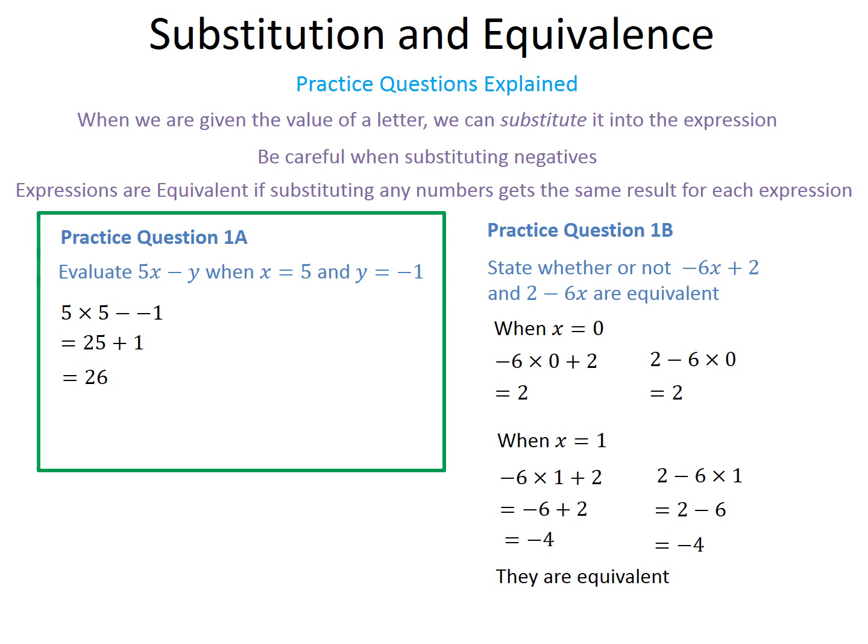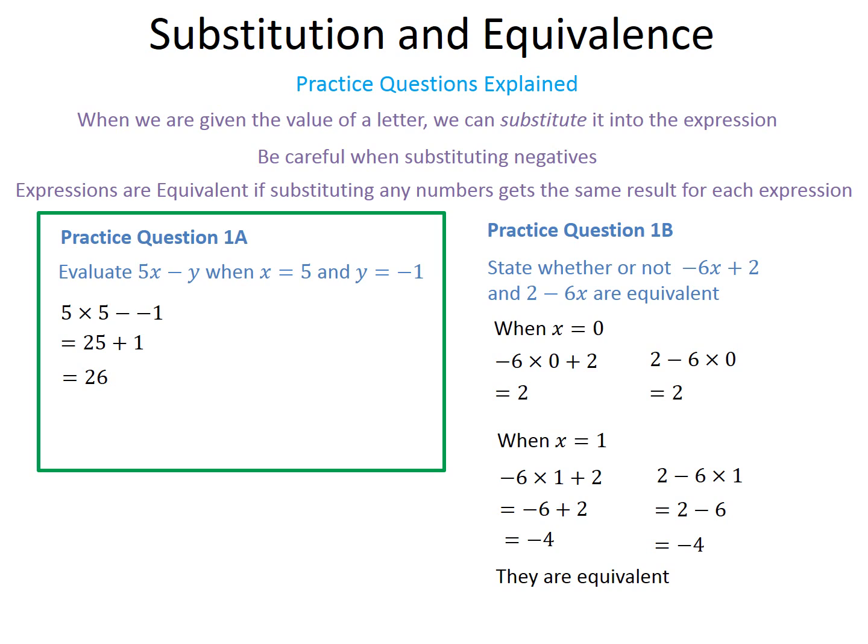Let's go through those. For the first one, I had this expression here, 5x minus y, and I had to substitute in x equals 5 and y is -1. So I started by writing down the expression, but instead of an x, I wrote down a 5, and I put the times there because it's 5 times x. Don't need to write the times sign with a letter, but we do when it's a number. And then it was minus y, and since y is -1, I wrote down minus -1.